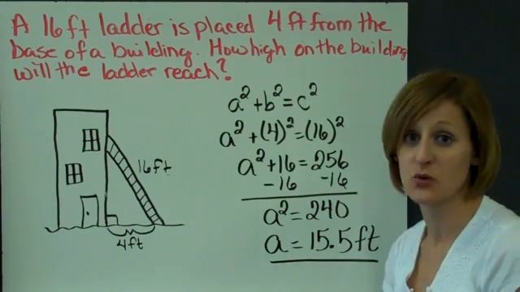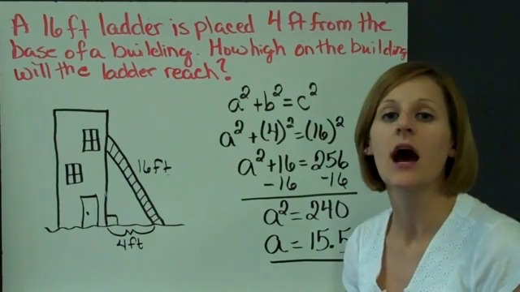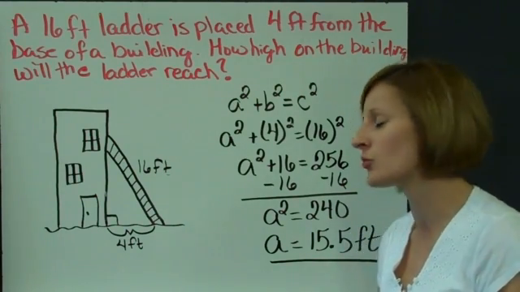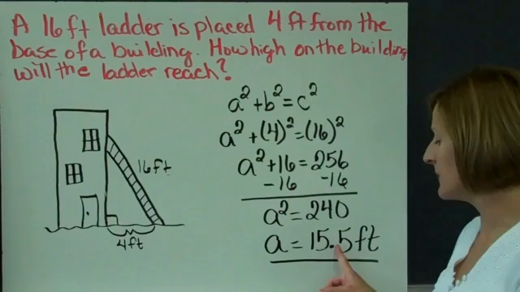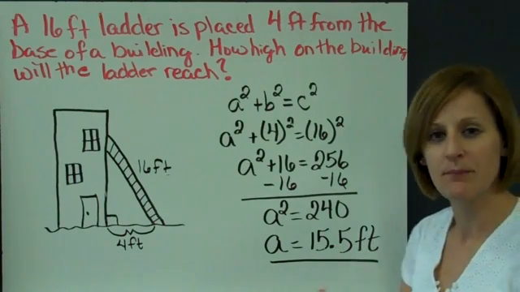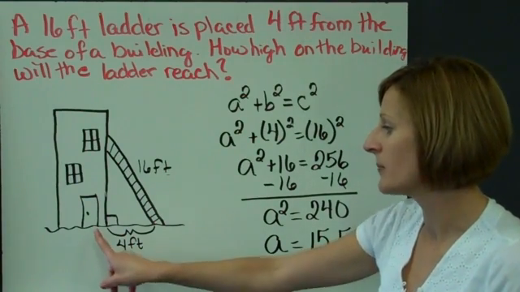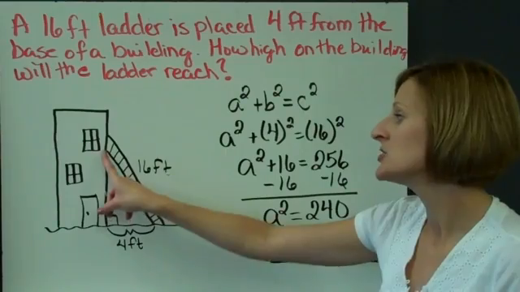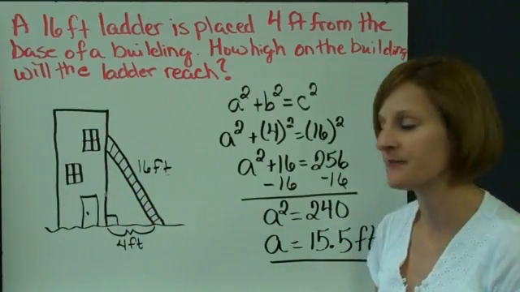Then I need to take the square root of 240. Now that's not a perfect square, so I'm going to have to round. So I get 15.5 feet. It's about 15.5 feet from the bottom of the building to where the ladder reaches.